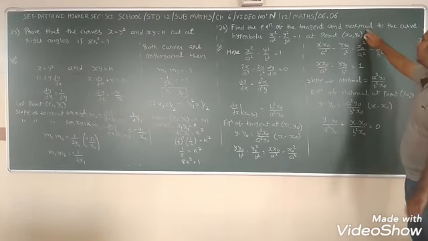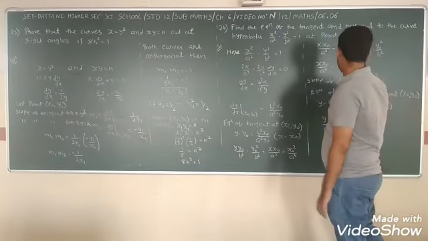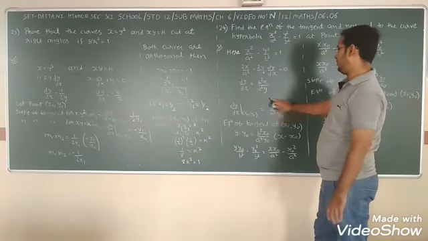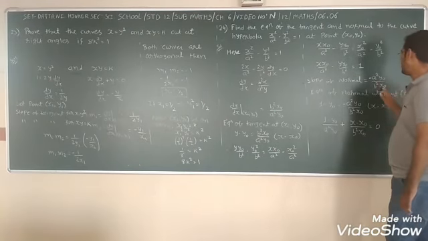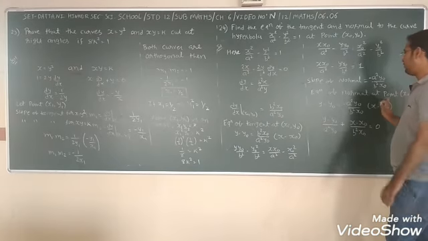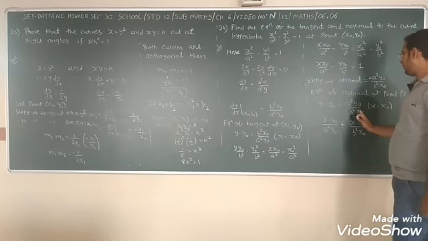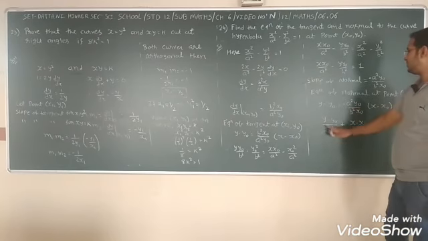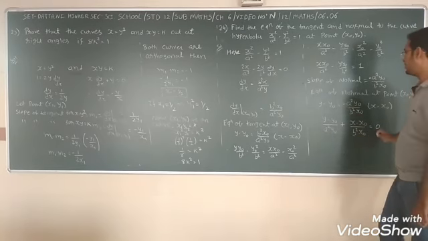Now we have to find the normal. The slope of the normal is the opposite reciprocal of that, so -a²y0/(b²x0). So the equation of the normal is y - y0 = -a²y0/(b²x0) times (x - x0). Now moving the a²y0 side, this gives (y - y0)/(a²y0) plus (x - x0)/(b²x0) = 0.